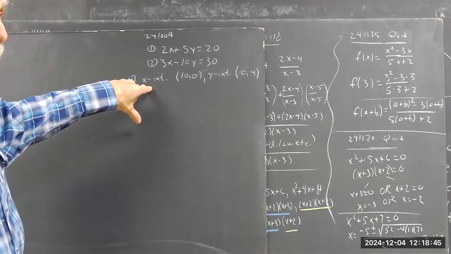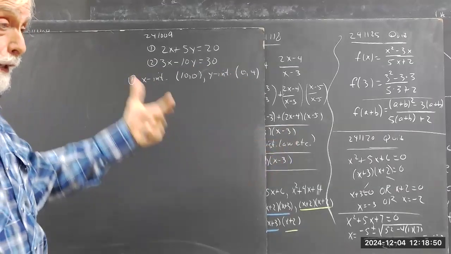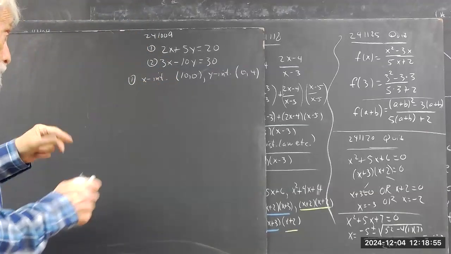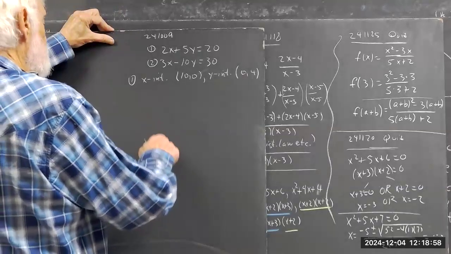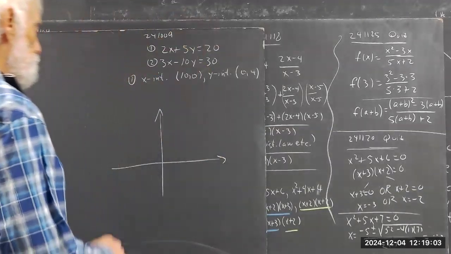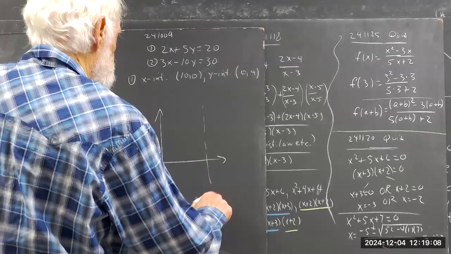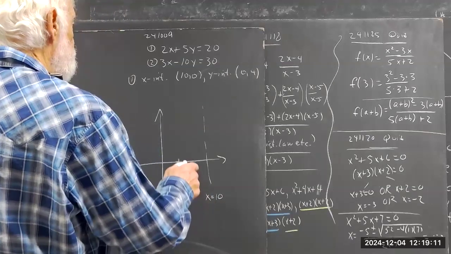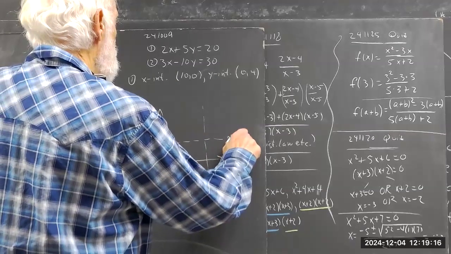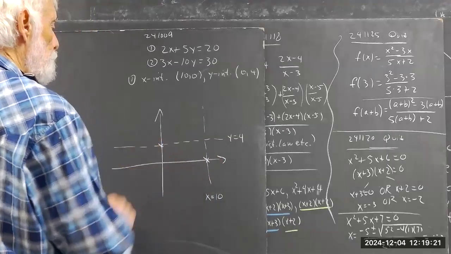The x-intercept occurs when y equals 0. The y-intercept occurs when x equals 0. If you didn't totally understand that when you first looked at this equation, look at the video. Also, these are linear graphs, these are straight line equations. So I put 10, 0 here. I'm going to put x equals 10 out here, and y equals 4 here. Here's the point 10, 0. Here's the point 0, 4.